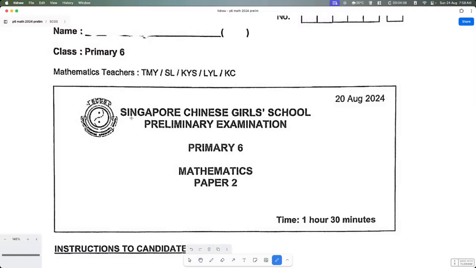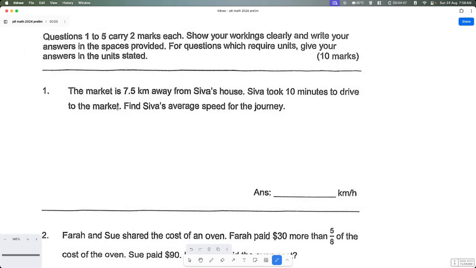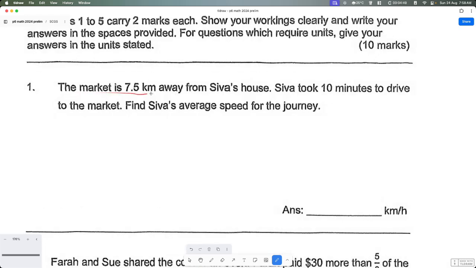In this video, we're going to go through the Singapore Chinese Girls' School Preliminary Examination, Primary 6 Mathematics Paper 2. So let's get started. Question 1: the market is 7.5 kilometers away from Siva's house.